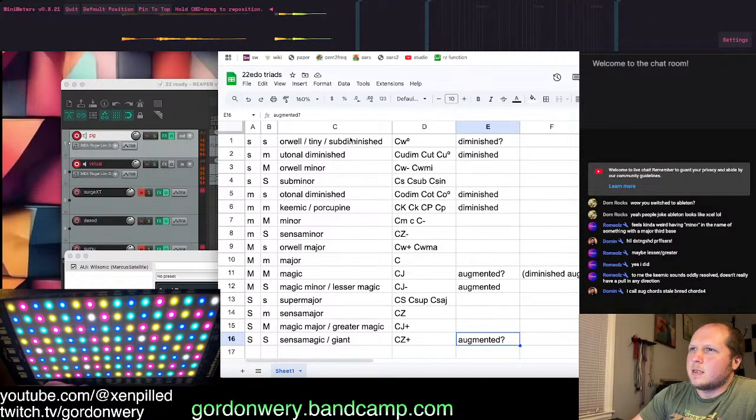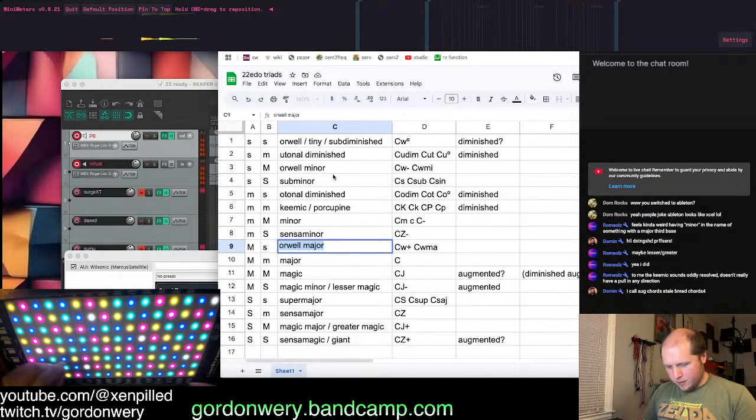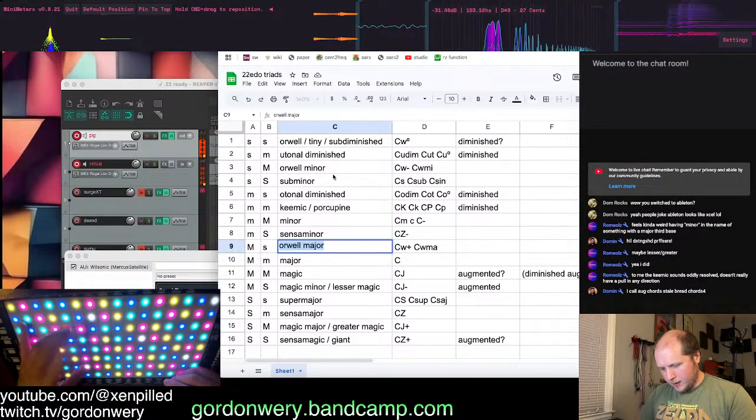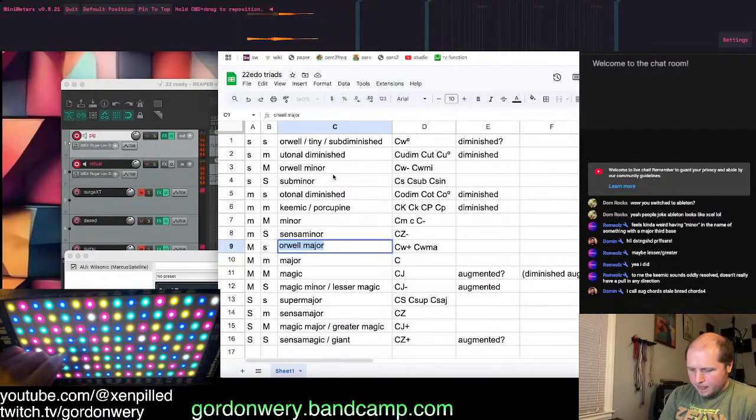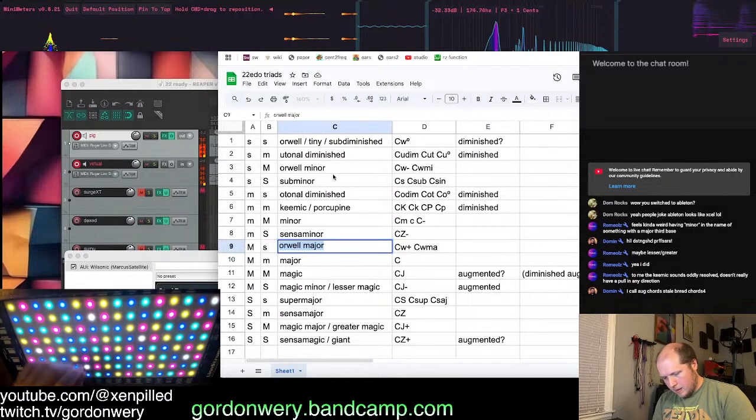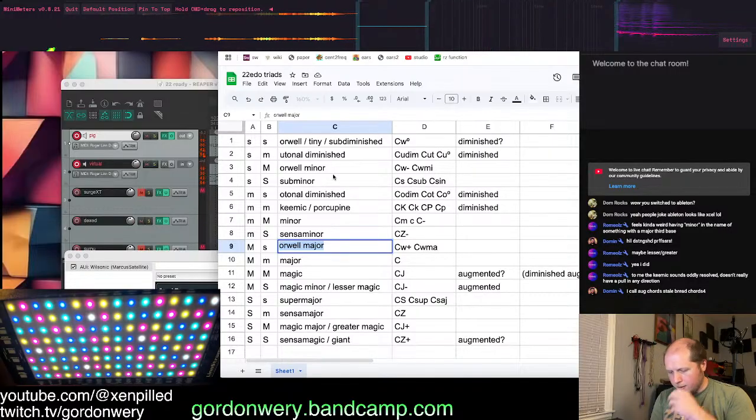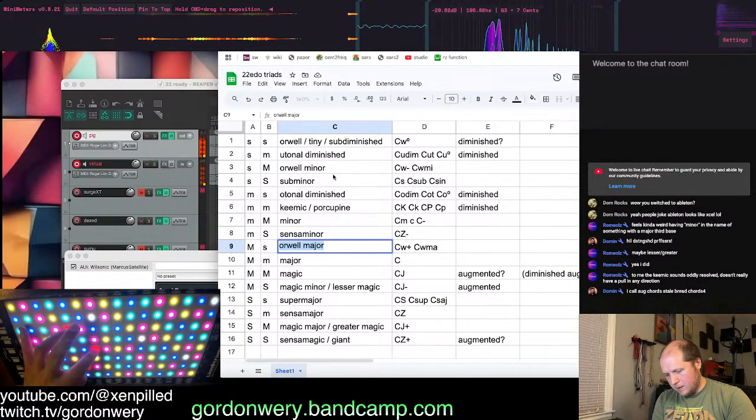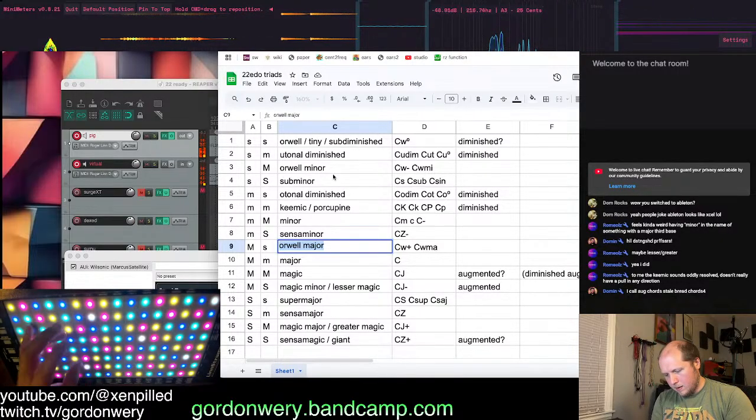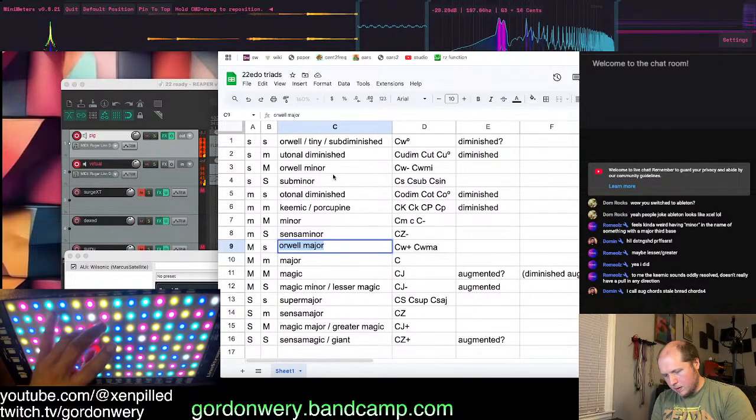But yeah, I think the hardest ones for me are these Orwell major and minor chords. But I don't know, they're not that bad though. So I have this scale, I'm a little all over the place, but on the bottom it's sub minor, and then on the top it's porcupine. So now I can go through and just name all the chords. It starts sub minor, and then it's wolf minor, and then it's sensa major, and then it's major, and it's minor.